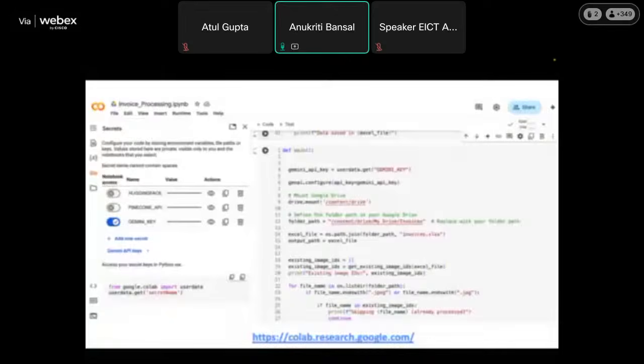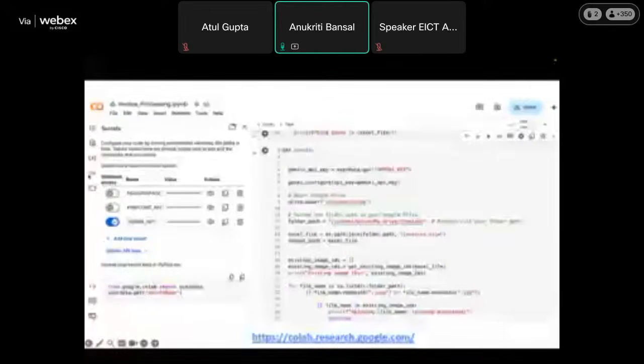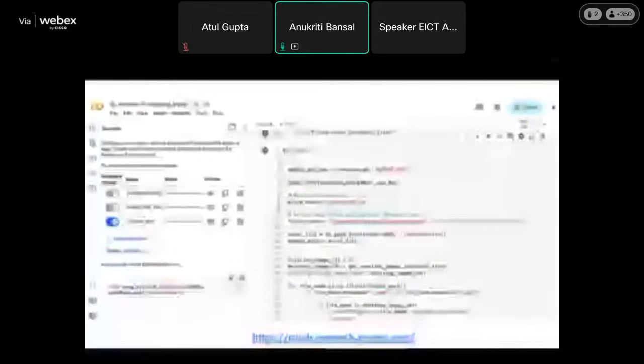Once you have the API key, go to colab.research.google.com, and on the left-hand side you can see a key icon. When you click on that key icon, you can give a name. I have given it the name Gemini key.